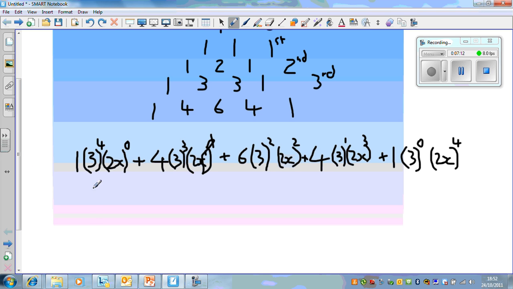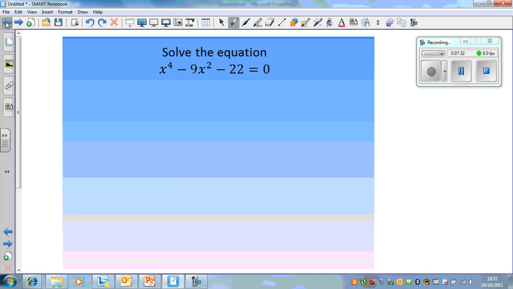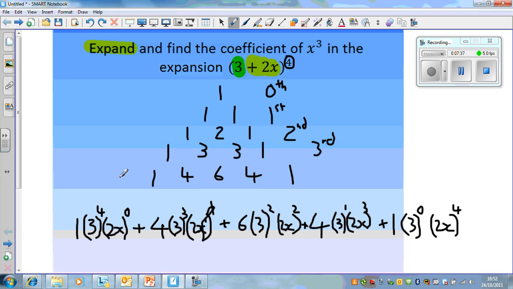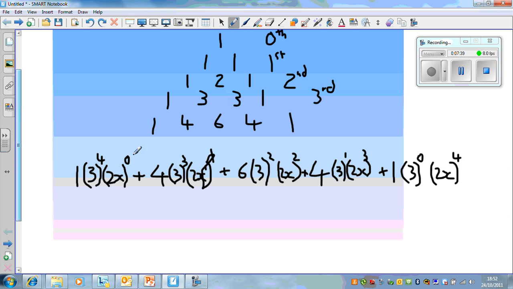Okay, so 1 lot of 3 to the power of 4. So that's 3 times 3, which is 9. Times 3 again, 27. Times 3 again is 81. Times 2x to the power of 0. Now, anything to the power of 0 is 1. We could have a monkey to the power of 0, and it would equal 1. There he is. A monkey to the power of 0, and it would still equal 1. So that is still going to be equal to 1. So 1 lot of 81, so this is just 81. There's our constant number.